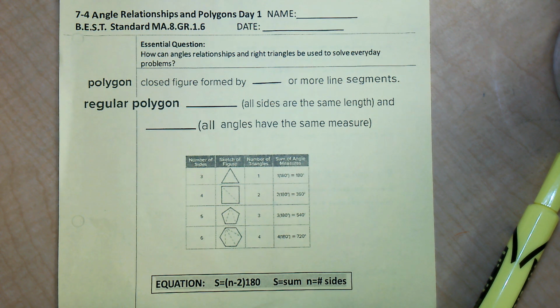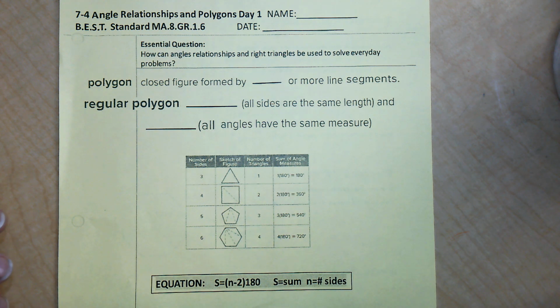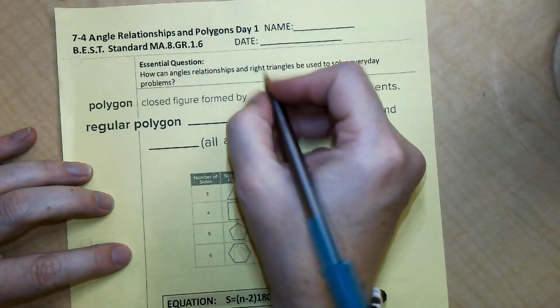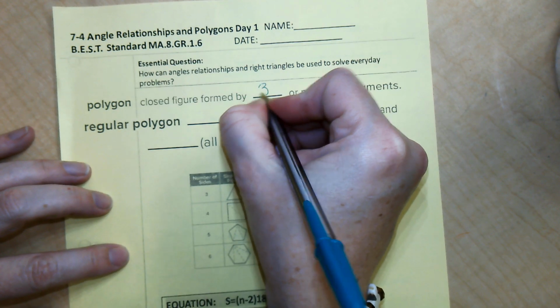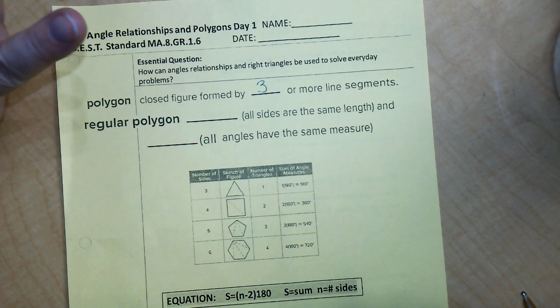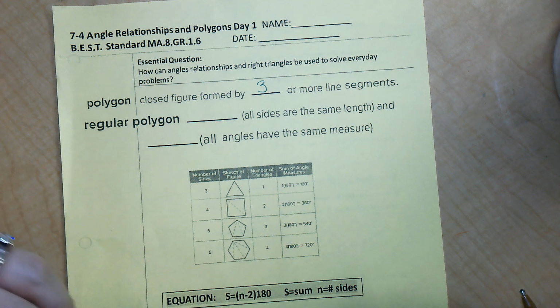All right, angle relations in polygons, day 1. So a polygon is a closed figure formed by 3 or more line segments. So starting with the triangle, the square, the pentagon, the heptagon, hexagon, octagon, all of those shapes. Those are all polygons.